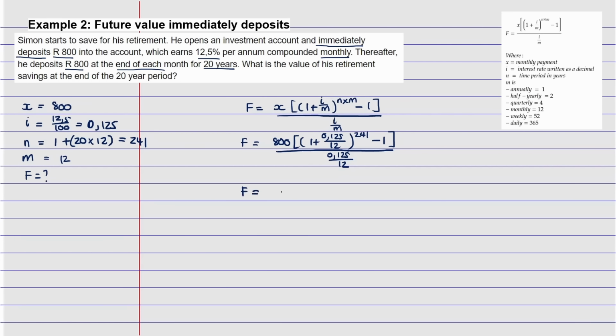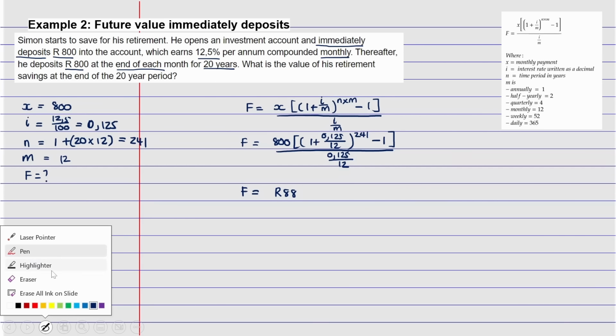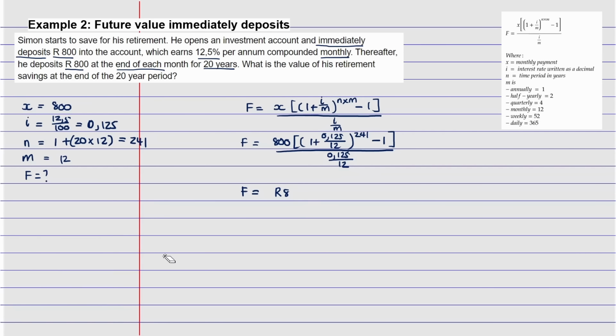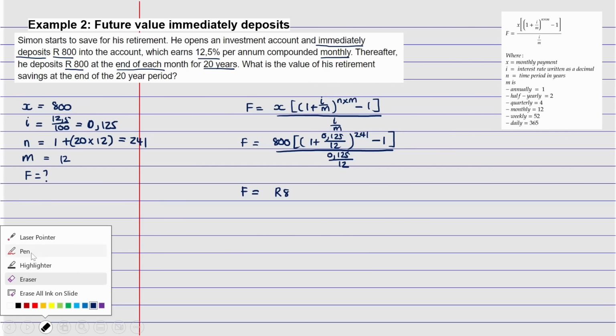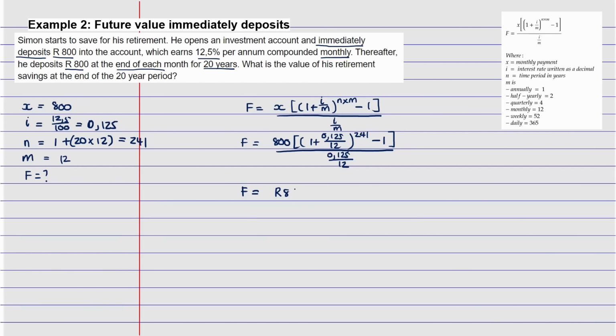So F is going to be equal to the following. It's going to be equal to this amount. So it's going to be 8, sorry, 8,5,6, then it's going to be 415, comma 66. So this is the amount of money that he would have made after 20 years. So I hope this question makes sense.